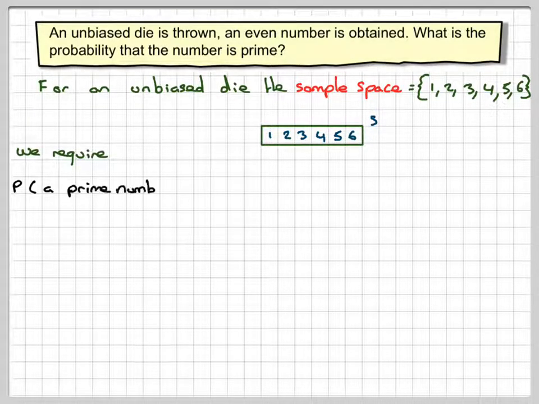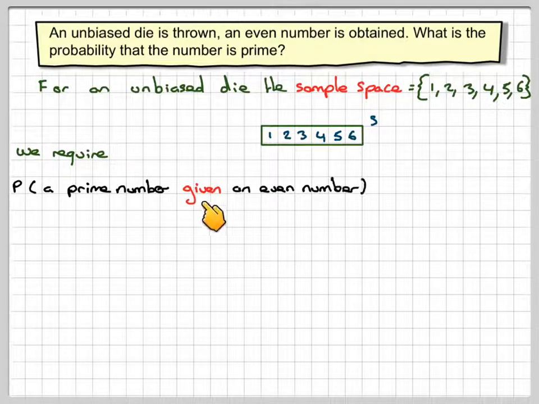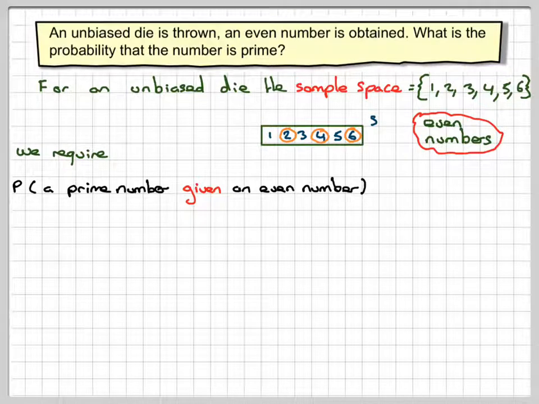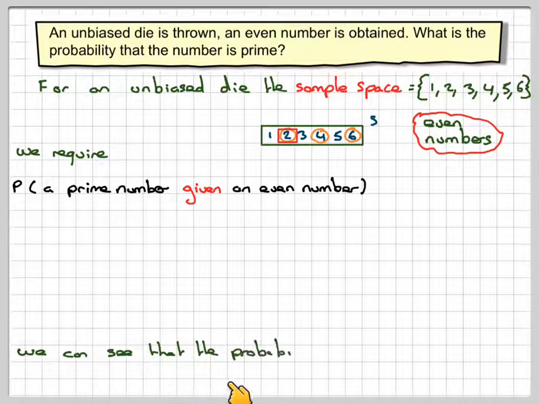Now, we require the probability of a prime number given, and the key word here is given, an even number, because we know that an even number has been obtained. Now, if we do that, there's the even numbers, and the only number of those three numbers which is prime is the number 2. So therefore, we can see that the answer to this is going to be 1 out of 3, because we knew that the number was already even, and we were asked to calculate the probability of the number being prime. That's only 1 out of 3.